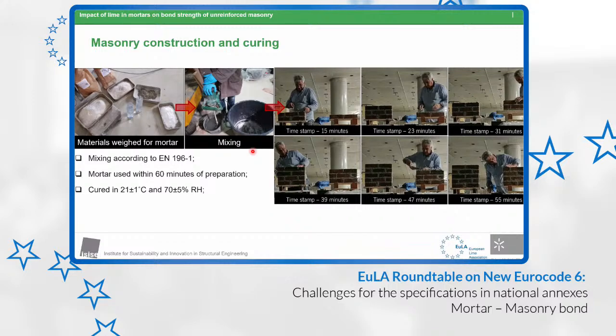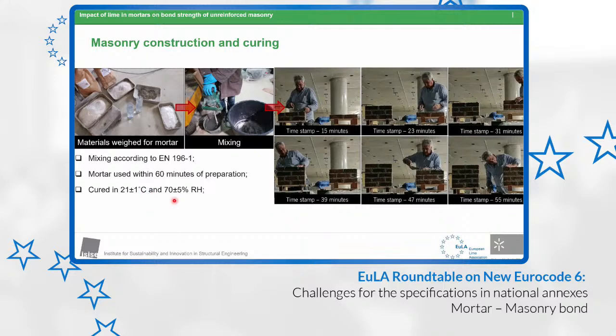And then it was actually a professional mason with more than 30 years of experience who did the actual construction of the masonry, with very strict norms imposed by ourselves. So Mr. Manuel was very kind to do this within the time that we had assigned to the process. It was very important that every mortar was used within 60 minutes of its preparation. So we don't have issues there.